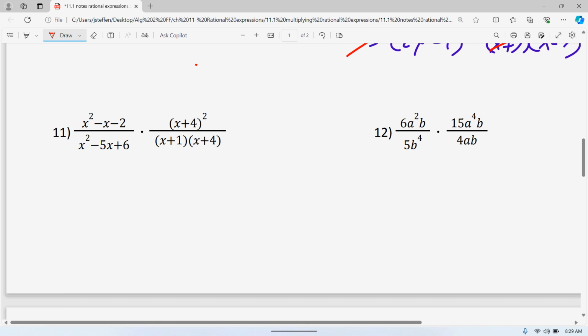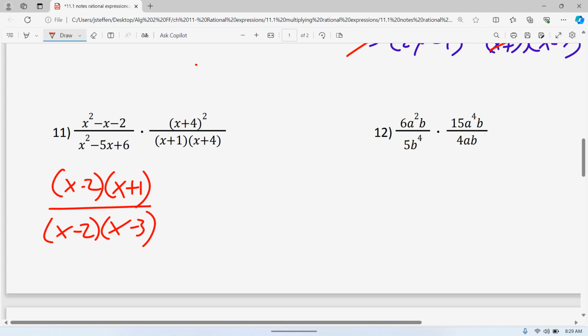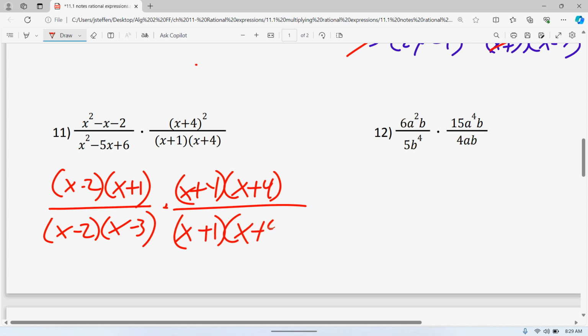Next one, again, you're going to factor everything you can. So factors of negative 2, that has to be negative 2 and 1. That's got to be x minus 2 and x plus 1. Not a bad idea: negative 2 times 1 is negative 2, and negative 2 plus 1 is negative 1. So everything's good with that. Factors of 6 and negative 5 are going to be x minus 2 and x minus 3. You need to double check. Then squared, so x plus 4 and x plus 4. And we have x plus 1 times x plus 4. That's factored out for you.